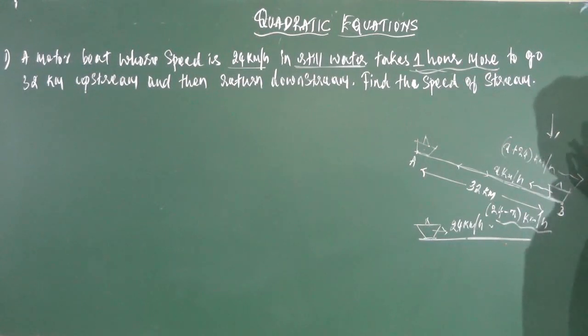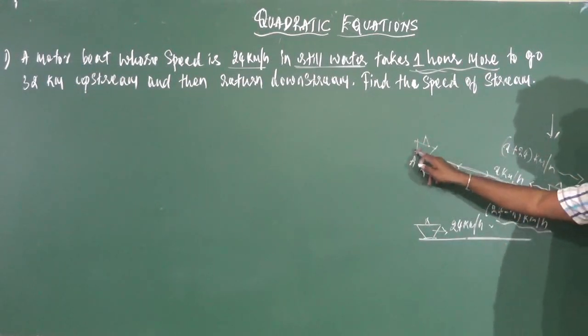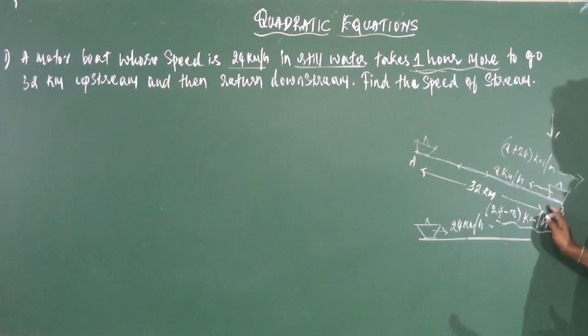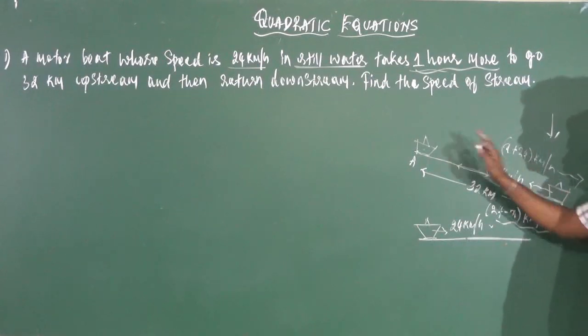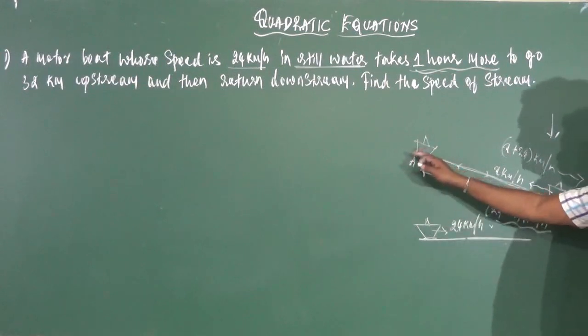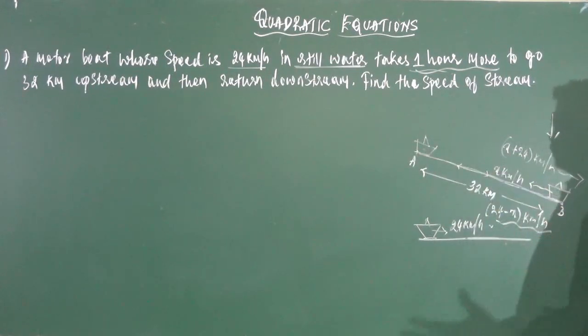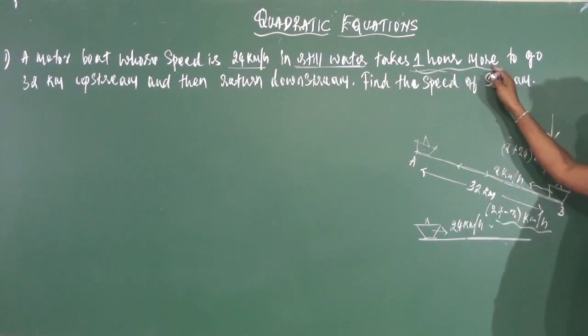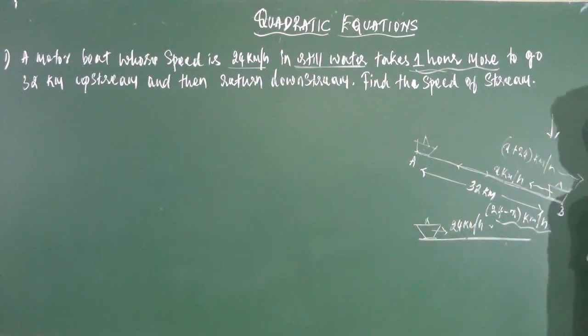Right? So now, the difference in timings, that is downstream and upstream, the time taken by the boat to come from A to B and the time taken by the boat to go from B to A, the time difference is 1 hour. For example, if the boat is taking 5 hours from A to B, then the time taken by the same boat to go from B to A will be 6 hours. Right? Understood? That is, it takes 1 hour more. You have to understand what 1 hour more means here.